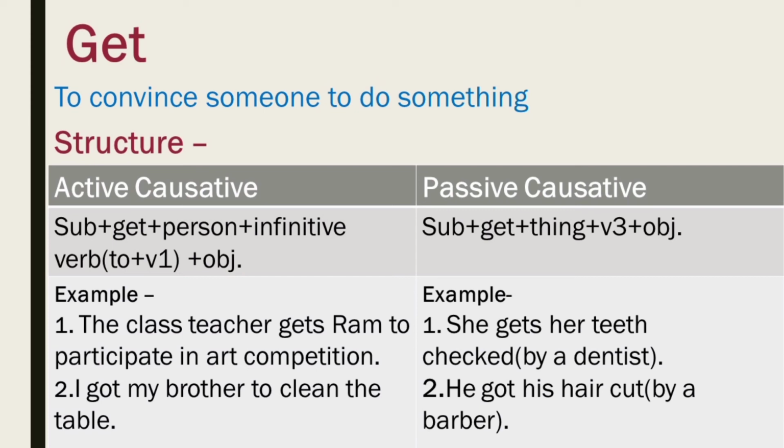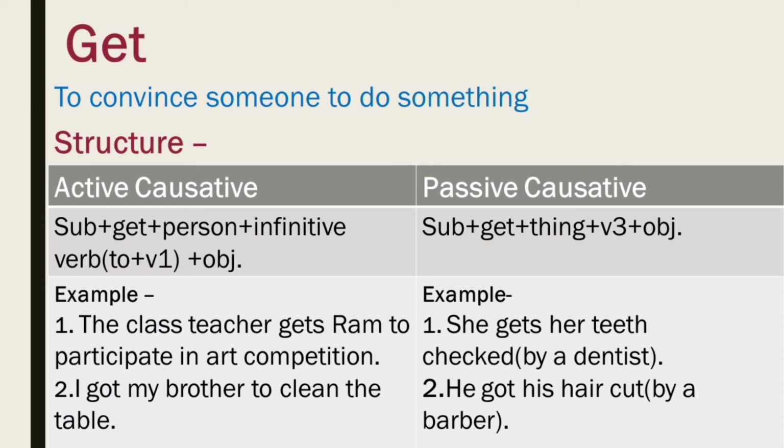Let's see an example to understand. The class teacher gets Ram to participate in art competition. That means the teacher encouraged Ram to participate in art competition. इसका मतलब कि क्लास टीचर ने राम को आर्ट कॉम्पिटिशन में पार्टिसिपेट करवाने के लिए उसे encourage किया. Okay, you see here, whenever we use get, we always use infinitive verb after it in active causative.